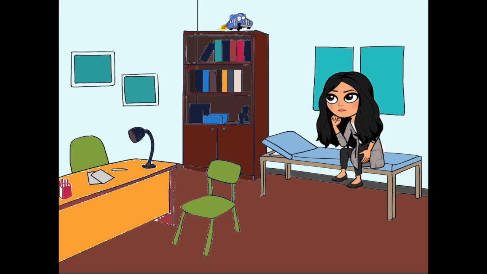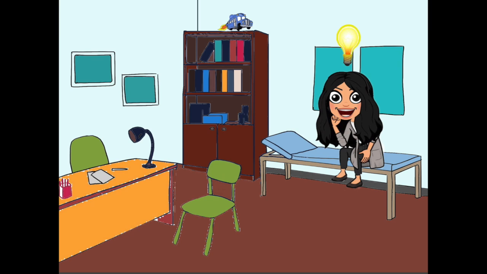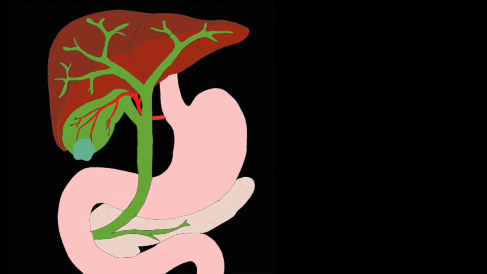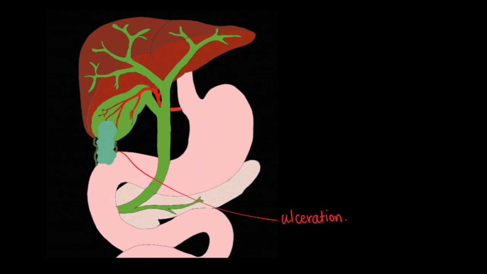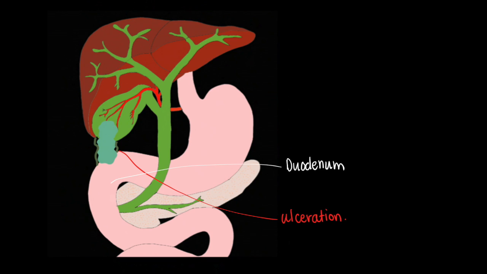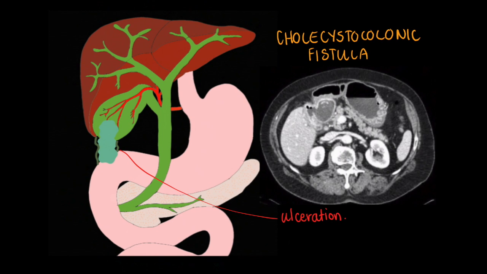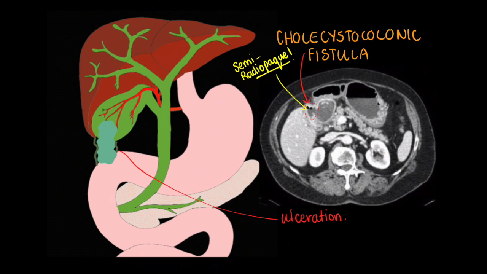When gallstones are not clearly identifiable on a CT scan, there can be other abnormalities present that suggest a diagnosis of gallstones. As bile flows from the gallbladder to the small intestine, a gallstone can cause ulceration through the gallbladder wall, creating an abnormal connection between the gallbladder and the duodenum, known as cholecystocolonic fistula. This can be seen here by a semi-radiopaque irregular-shaped protrusion.